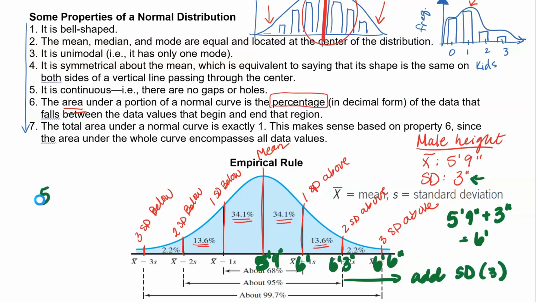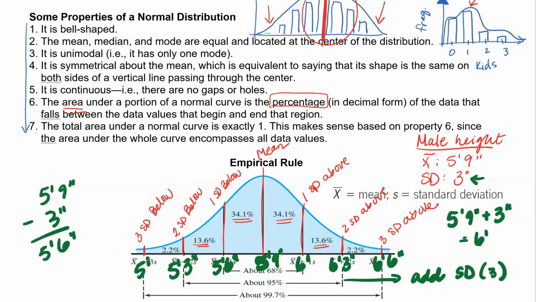So 5 foot 9 minus 3 inches is 5 foot 6 inches. So 5 feet 6 inches. And then subtracting again, 5 foot 3 inches. Subtracting 3 again is 5 feet. So what do these numbers mean?